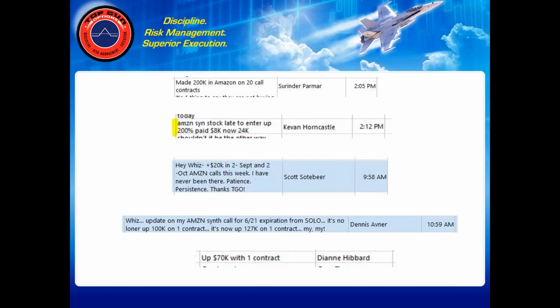It's no longer up 100 grand on 1 contract. It's now up 127 grand on 1 contract.